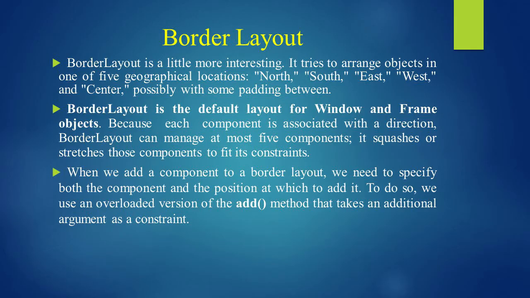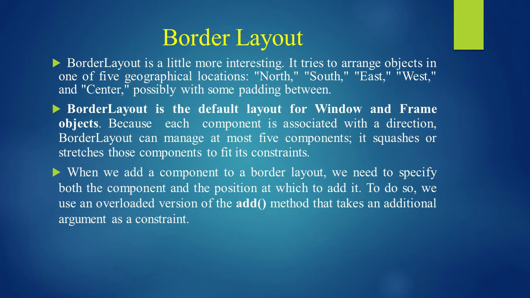The next layout is the border layout. It is a little more interesting. It tries to arrange objects in one of 5 geographical locations, that is north, south, east, west and center, possibly with some padding between. It is the default layout for window and frame objects because each component is associated with a direction. It can manage at most 5 components. It squashes or stretches those components to fit its constraints.